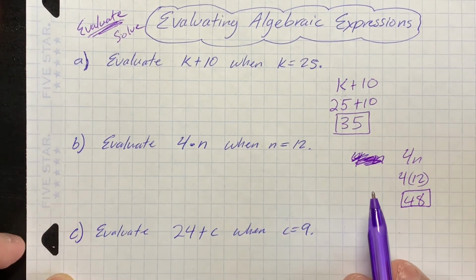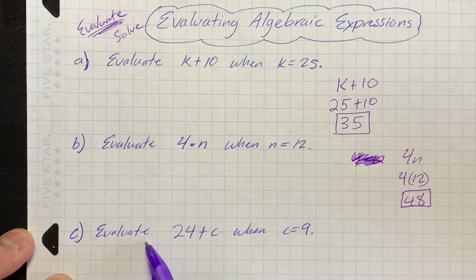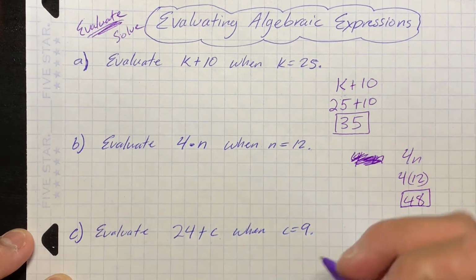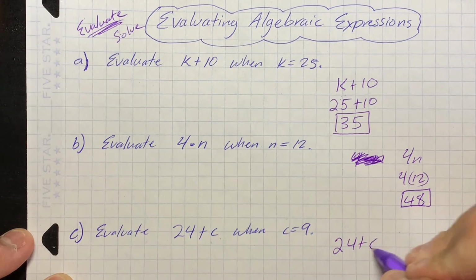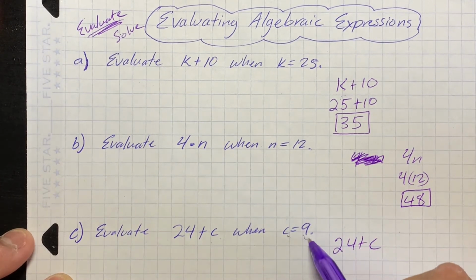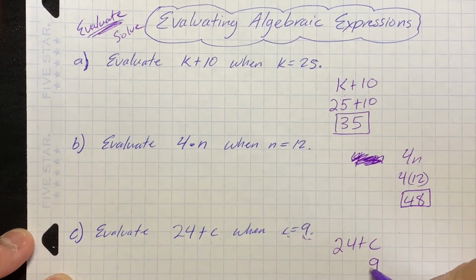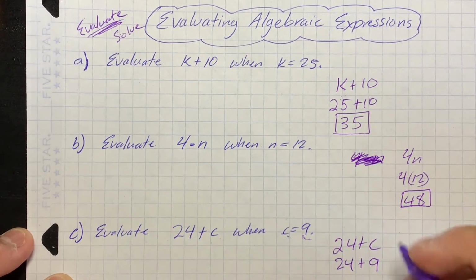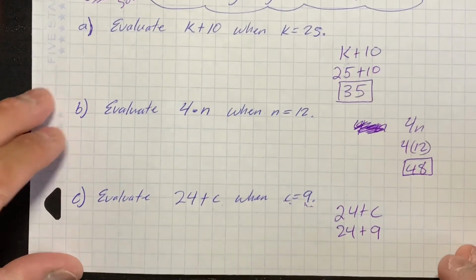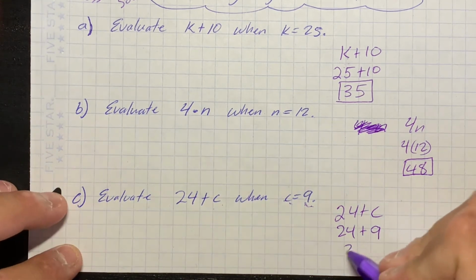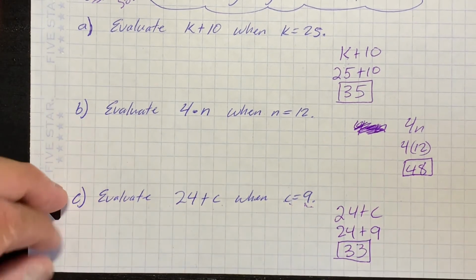All right. Now down here for C, we're going to evaluate 24 plus C when C equals 9. So again, we're looking for the sum because we're adding. So we have 24 plus C. Now when C equals 9, we have to substitute 9 for C. So here's C, substitute 9. Now what's 24 plus 9? Well, 24 plus 9 is going to be 33. And there you go. 33 is the sum.